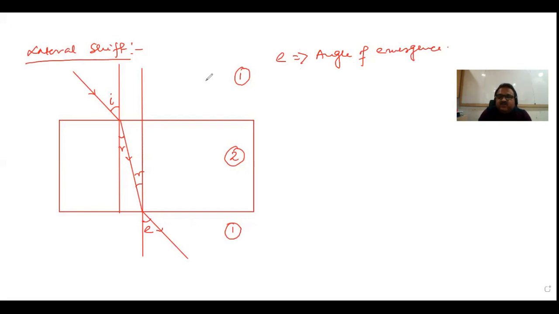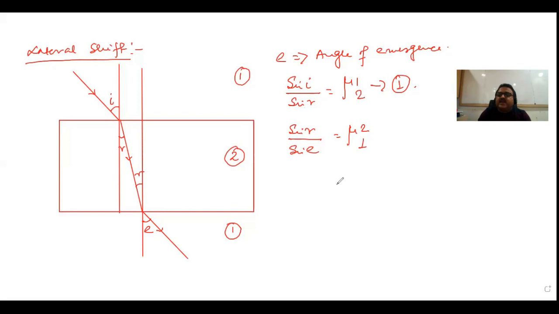So now apply the Snell's law. Light is entering from medium 1 to medium 2. So what we do here, we should write it like this. Sine of I by sine of R is equal to mu 1, 2. This is equation number 1. And now here it is. Look, for the second refraction, when it is coming from 2 to 1, what we can write? Sine of R by sine of E, that is equal to mu 1.